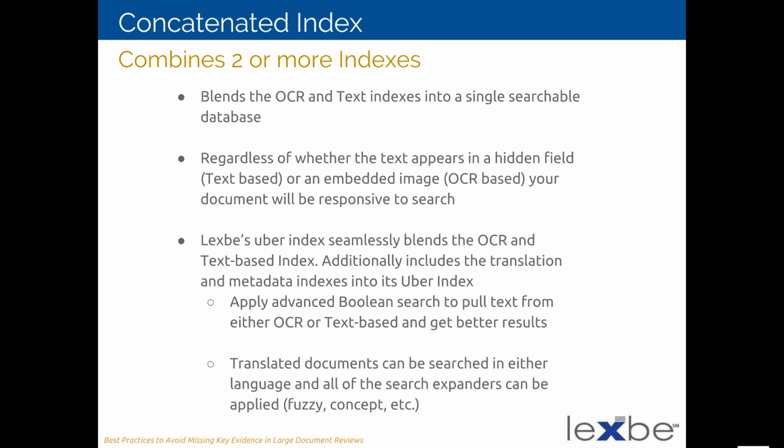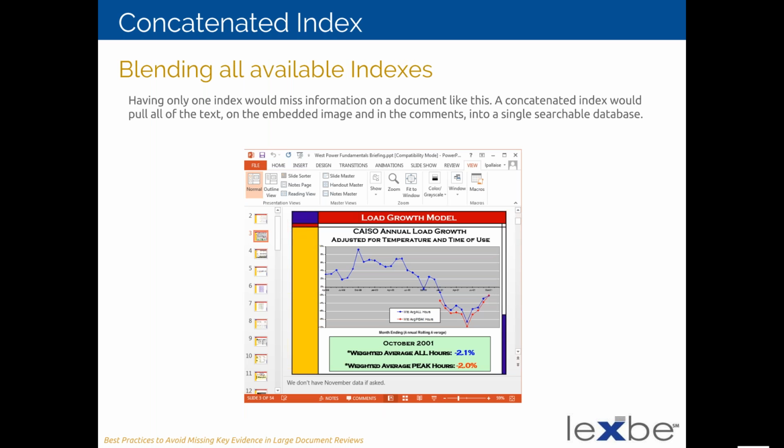LXP has this Uber index, and that blends those two, OCR and text-based index, together. It also includes the translation and metadata index in the Uber index. So you'll be able to apply advanced Boolean search, and it will pull text from either OCR or text-based, and you'll get better results that way.